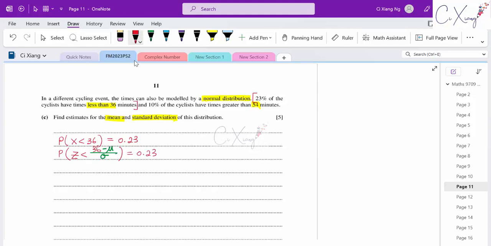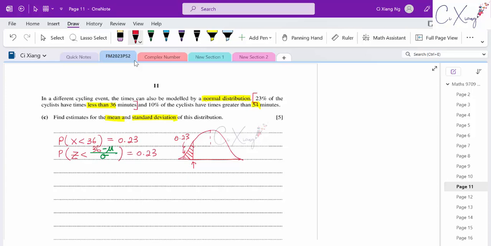For this equation, if you try to visualize it using a normal graph, 0.23 is a small value, and you are having Z less than, therefore you can expect that the value of Z is a negative value, where this area is 0.23. And this is the Z value. So for this value of Z, it should be negative.